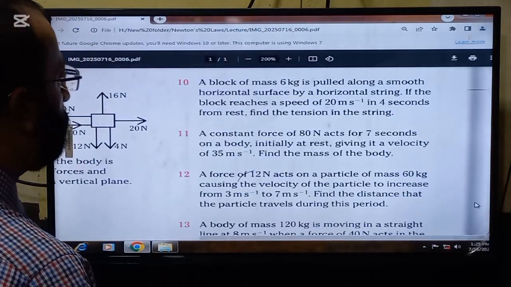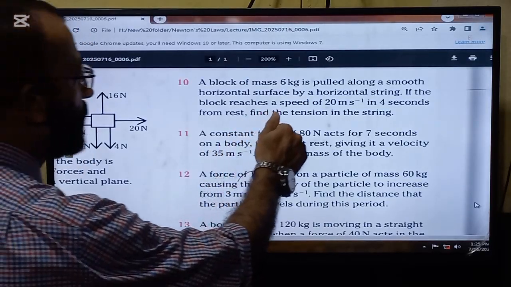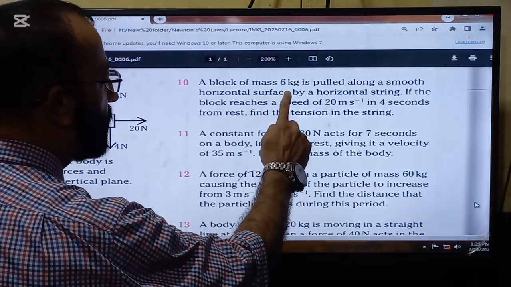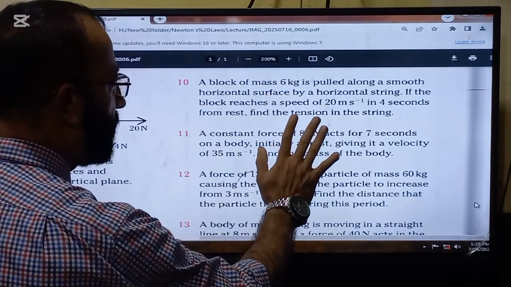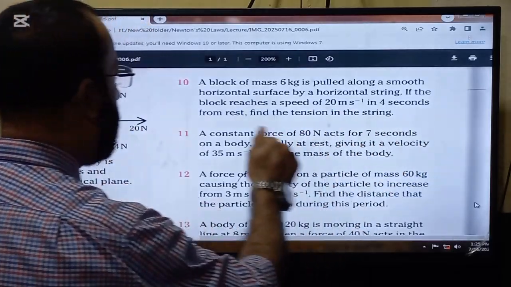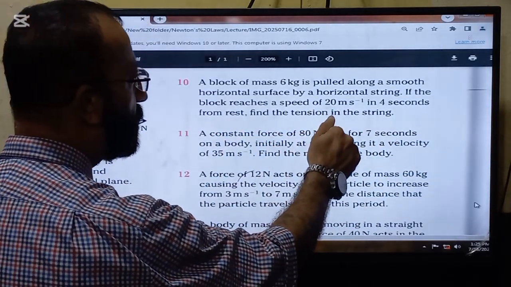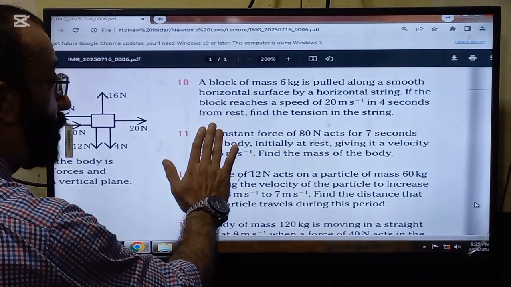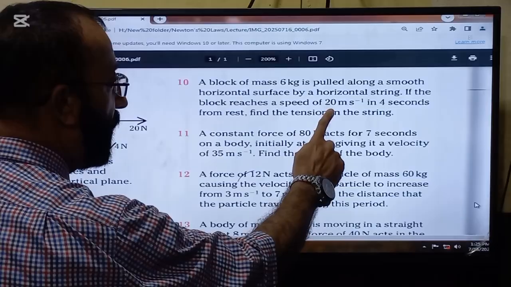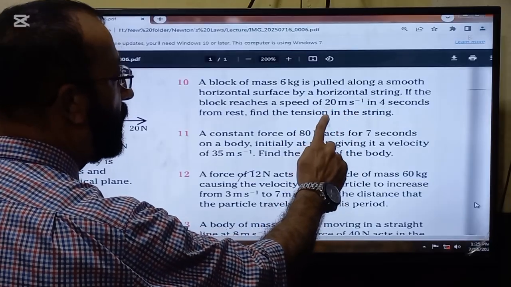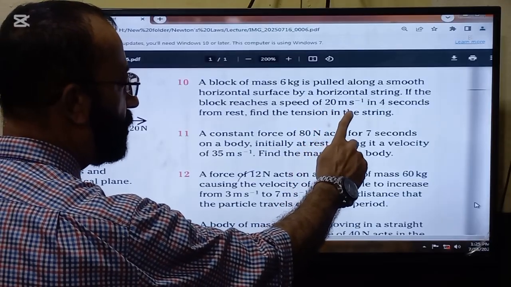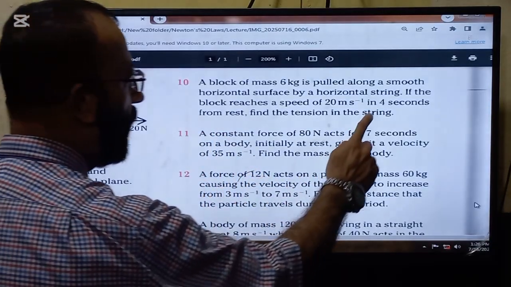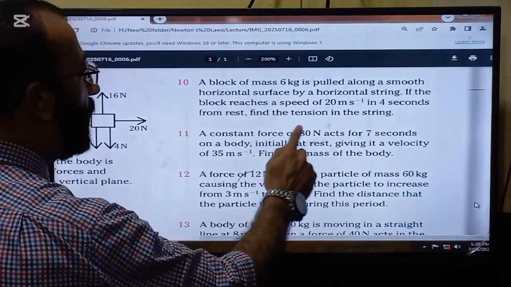Here are some questions which we are going to do. A block of mass 6 kg is pulled along a smooth horizontal surface by a horizontal string. So mass is given, that is 6 kg, so M is equal to 6 kg. The block reaches a speed of 20 meter per second in 4 seconds from rest. From rest, it means initial velocity will be 0, and this is the final velocity, that is 20 meter per second. So v is 20 meter per second, initial velocity u is equal to 0, and time is 4 seconds. Find the tension in this string.